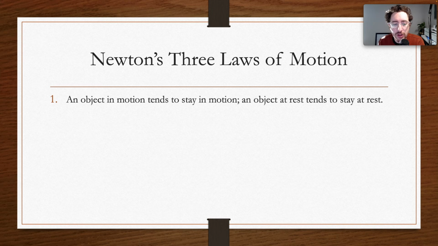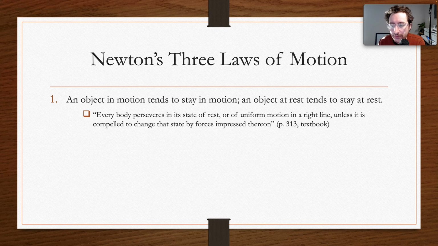The first law of motion essentially says that an object in motion tends to stay in motion, and an object at rest tends to stay at rest. So something will continue moving the way that it is, in the direction that it is, unless some other outside force acts upon it. And we'll see this idea of force is really important to Newton. So you can find this page 313. He says, every body preserves in its state of rest or of uniform motion in a right line, unless it is compelled to change that state by forces impressed thereon.